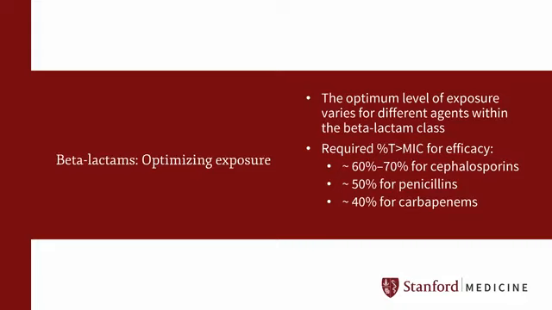Within each class of beta-lactam antibiotics, the optimal time over MIC varies for different bug-drug combinations. Bacterial static effects are typically observed when the free drug concentration exceeds the MIC for 35 to 40% of the dosing interval for cephalosporins, 30% for penicillins, and 20% for carbapenems. To achieve maximal bactericidal effect, the drug concentration has to be above the MIC 60 to 70% of the dosing interval for cephalosporins, 50% for penicillins, and 40% for carbapenems.